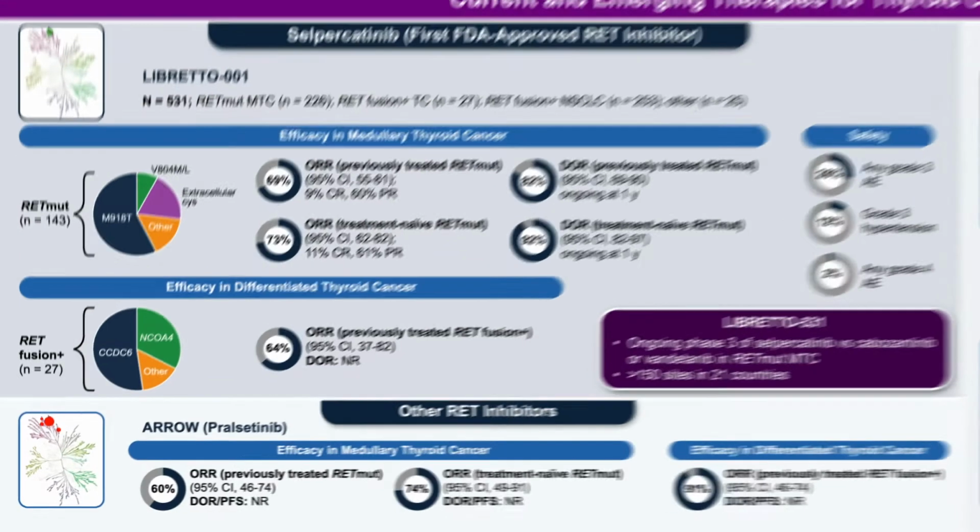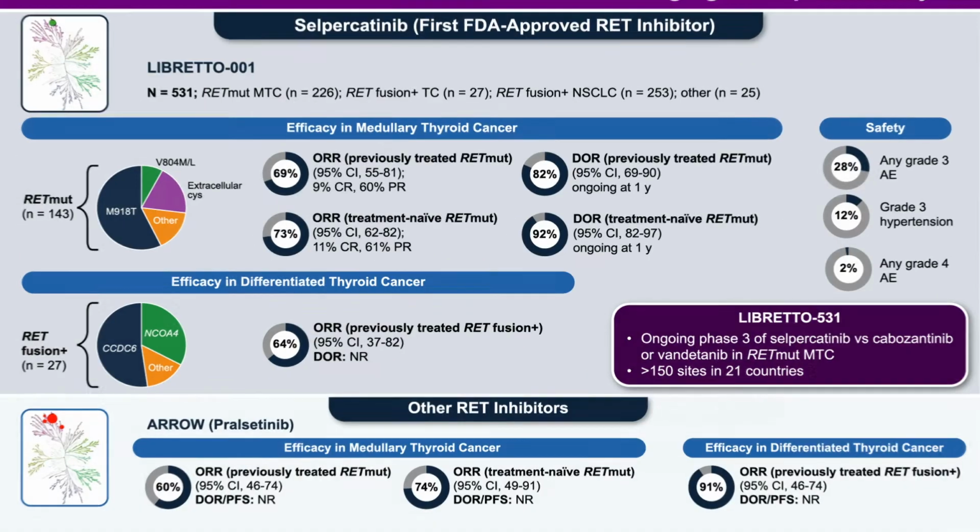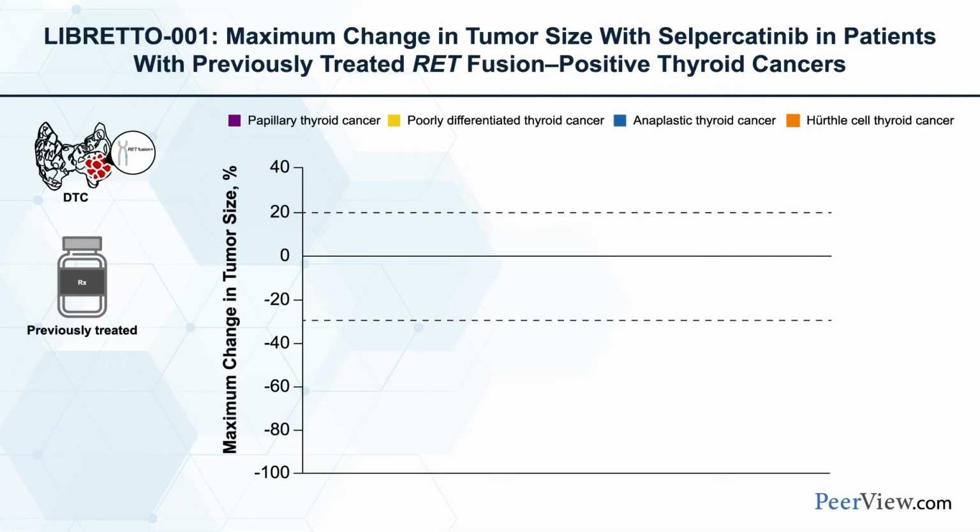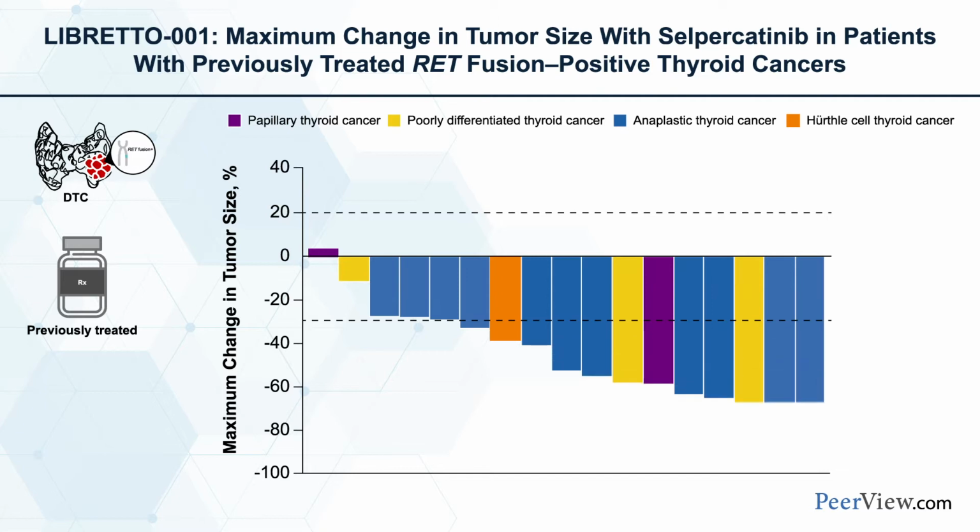So now we'll turn our attention to differentiated thyroid cancer. Moving on to the activity of selpercatinib in RET fusion-positive thyroid cancer, when we look at the New England Journal of Medicine waterfall plot for these patients, you can see that it didn't matter what sort of histology they had, all of these patients seemed to do well, with the vast majority getting at least stable disease, some shrinkage, or sometimes even up to 100% of shrinkage of their target lesions.